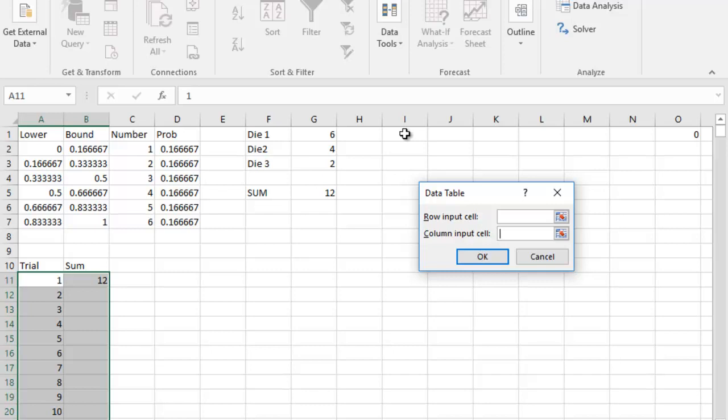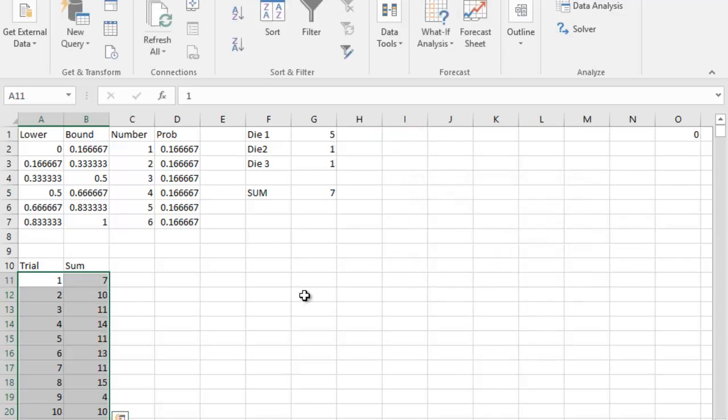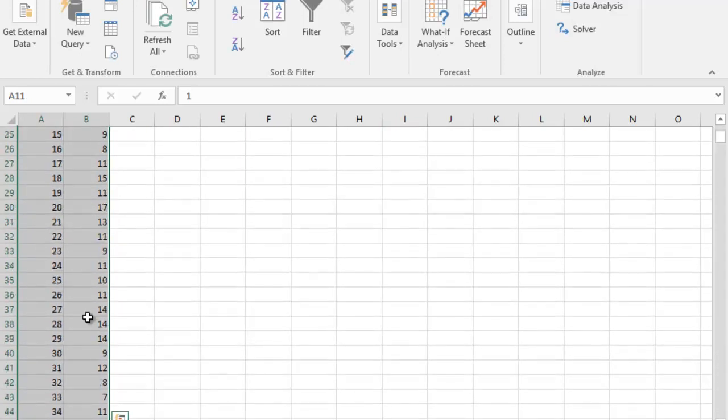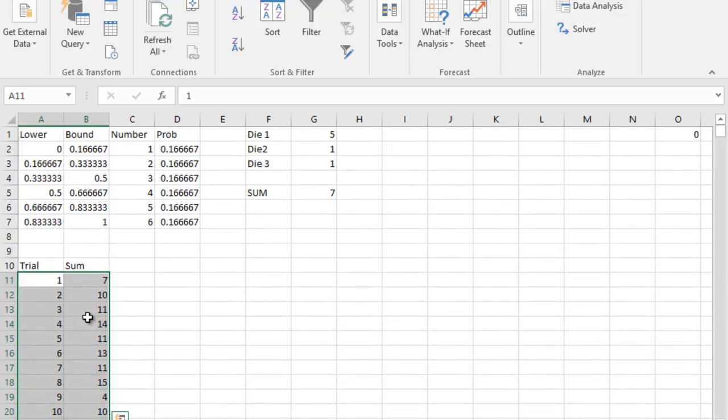I don't need to give it any information. The best thing to do is literally to just click some blank cell so you're sure not to mess anything up. Again, I have to give a cell reference here in the column input cell, but it doesn't need any particular value. So click on some blank spot and then click OK. And here Excel has filled out the table.